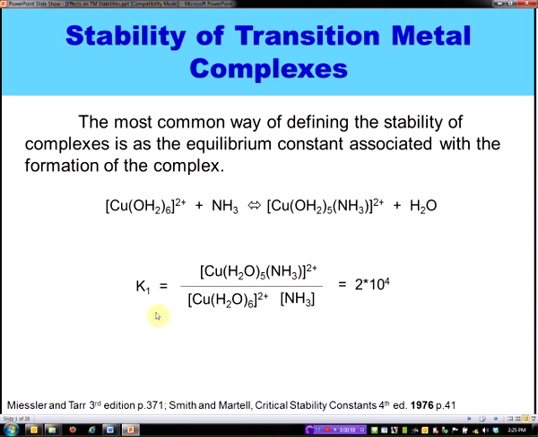So if we look at this reaction, the formation constant, remember it's products over reactants, so our product is the copper complex with 1 amine and 5 waters bound to the copper over the initial reactants. And the equilibrium constant for this reaction is 2 times 10 to the 4th. So this means that the equilibrium lies heavily to the right, and so this gives us a large value. If the equilibrium lies heavily to the right, this means that we have a more stable complex. So the larger the K value, the greater the stability constants.